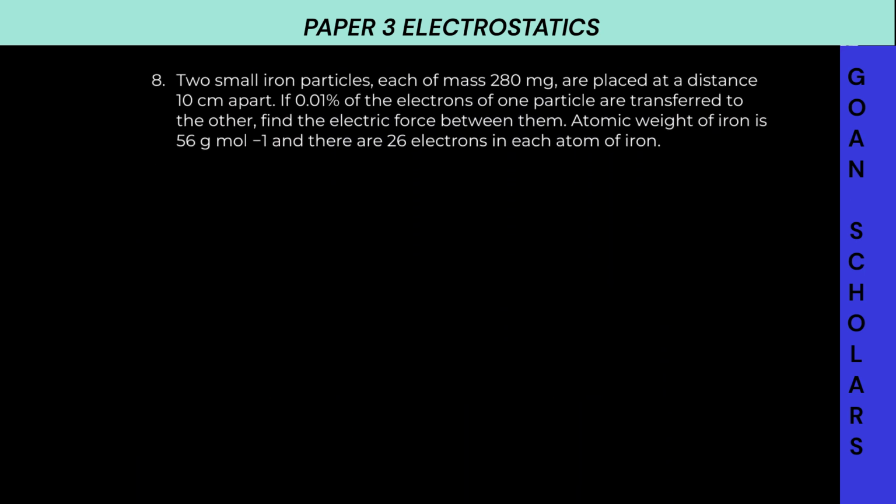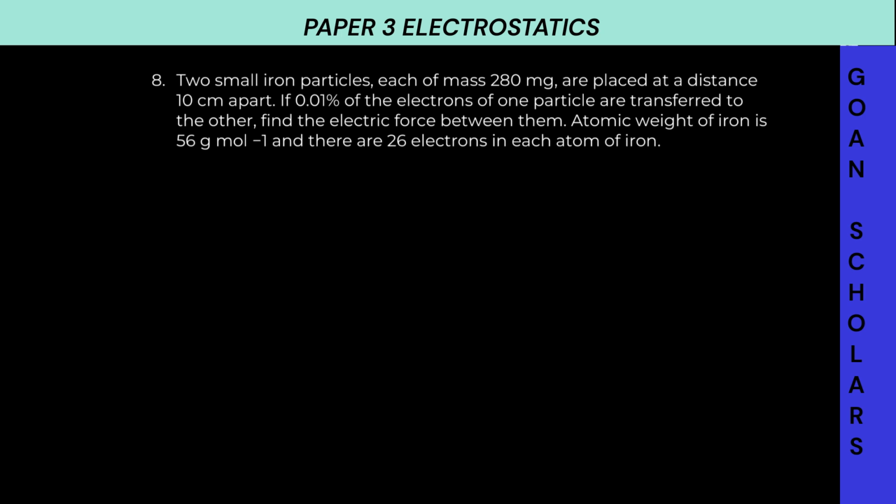Question number 8. It says, two small iron particles, each of mass 280 milligrams, are placed at a distance 10 centimeter apart. If 0.01% of the electrons of one particle are transferred to the other, find the electric force between them. Atomic weight of the iron is 56 grams per mole, and there are 26 electrons in each atom of iron. Clear? So here we will require some basic concepts of chemistry, like moles, how to calculate number of moles and all.